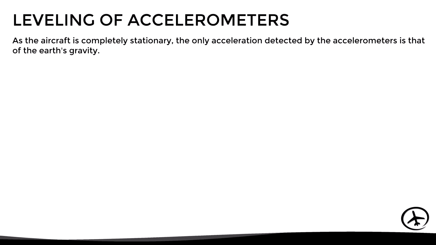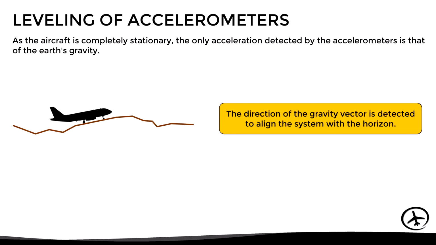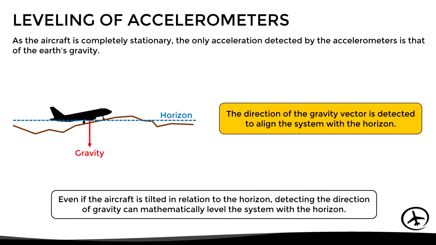In this case, as the aircraft is completely stationary during the alignment of the IRS, the only acceleration detected by the accelerometers will be that of the Earth's gravity. This way, the system can determine the direction of the gravity vector, and then align the system with the horizon. And as we can see in this example, even if the aircraft is tilted in relation to the horizon, detecting the direction of gravity can mathematically level the system with the true horizon.